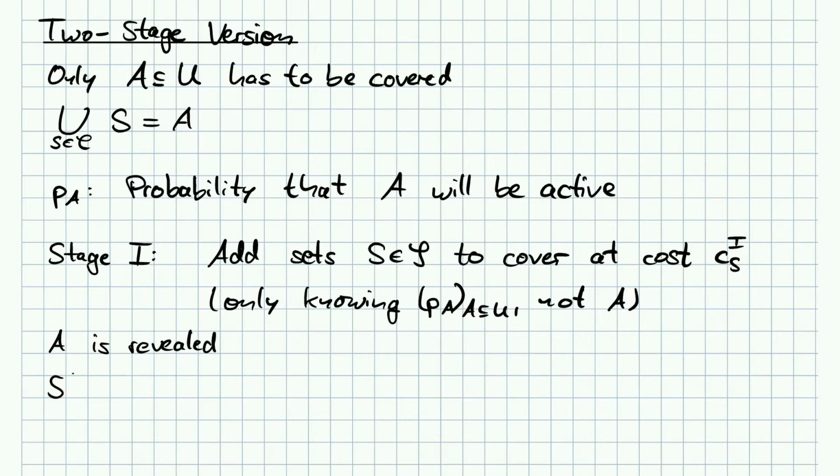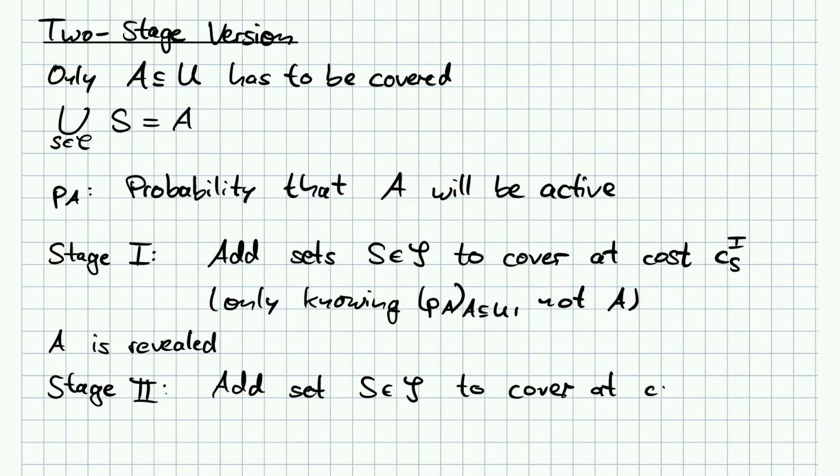and then in the second stage we can add sets to the cover at cost C2 of S. And at that point, we know A, of course. Good.